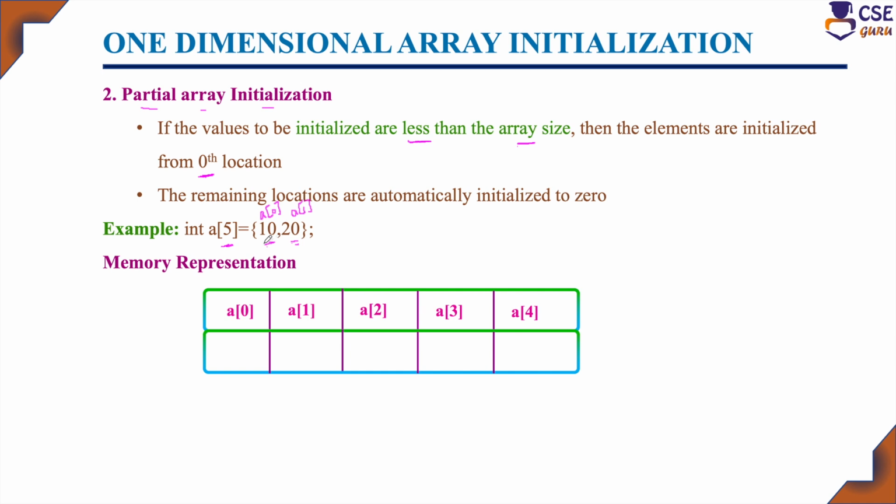Then, what happens to the remaining locations? See, the A of 0 location and A of 1 location are assigned values. What happened to the remaining locations? The remaining locations will automatically be initialized to 0.